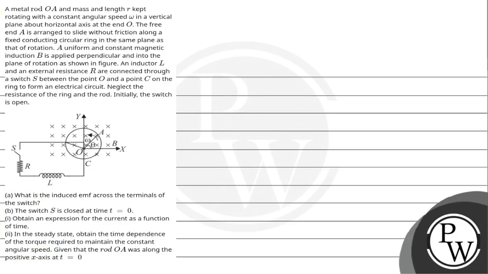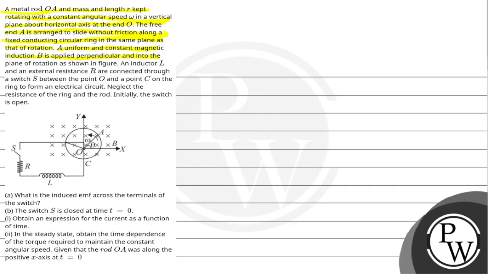A metal rod OA of mass and length R is kept rotating with constant angular speed omega in a vertical plane about a horizontal axis at the end O. The free end A is arranged to slide without friction along a fixed conducting circular ring in the same plane as that of rotation. A uniform and constant magnetic induction B is applied perpendicular and into the plane of rotation as shown in figure.